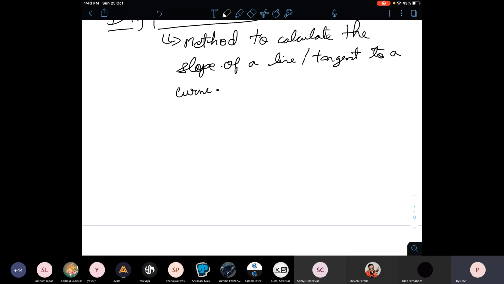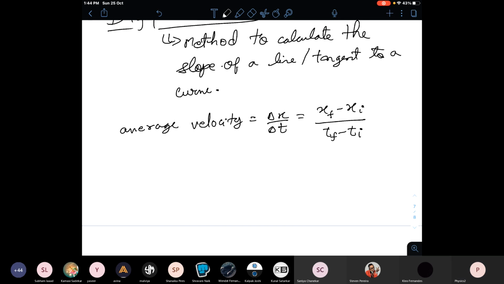Suppose someone asks you to write the average velocity. The formula for average velocity is delta x by delta t. Delta x means x final minus x initial, the final position minus the initial position, which is the displacement of the particle, divided by the final time minus the initial time. This is what average velocity represents.